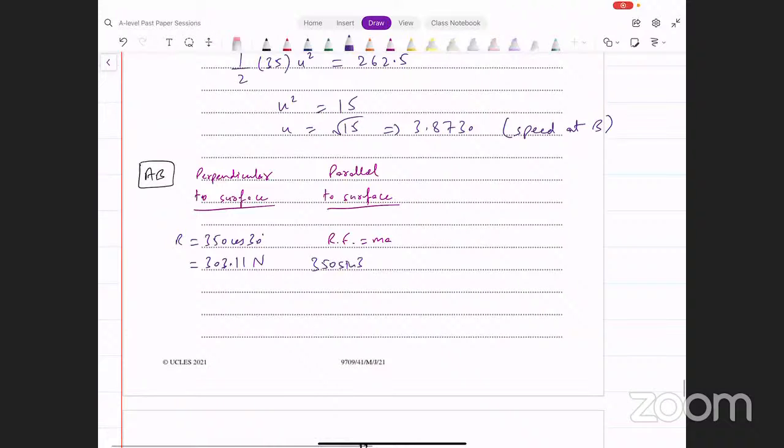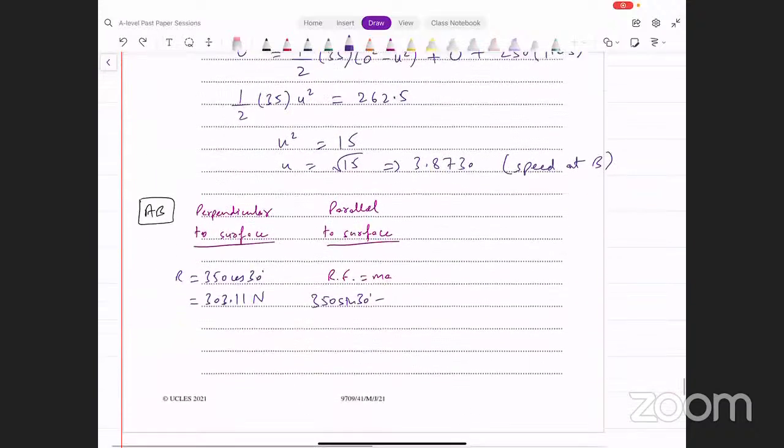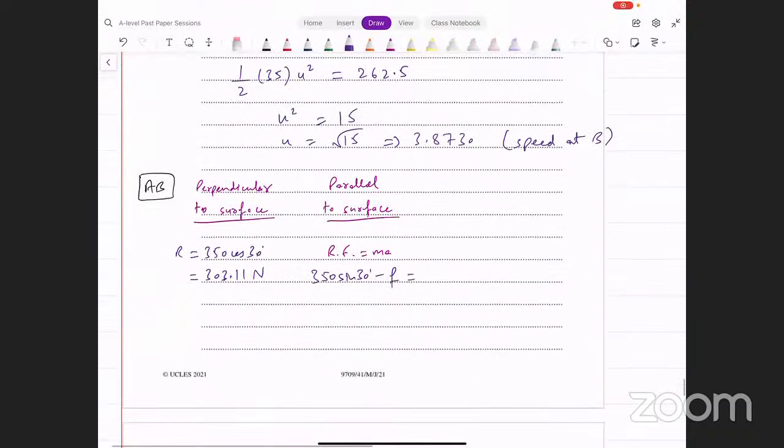350 sin 30. What about the backward force? The backward force is this friction, and that equals mass, that's 35, into acceleration. ये आपके पास ये relationship आ गया. Okay, now 350 sin 30, that's going to be 350 into 1/2.